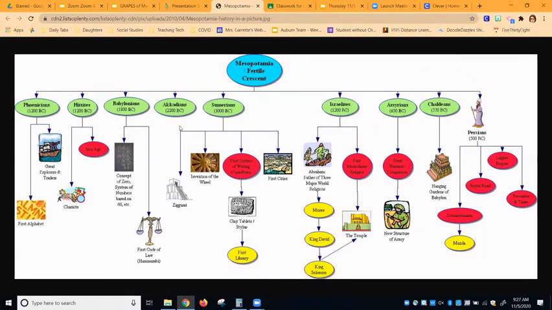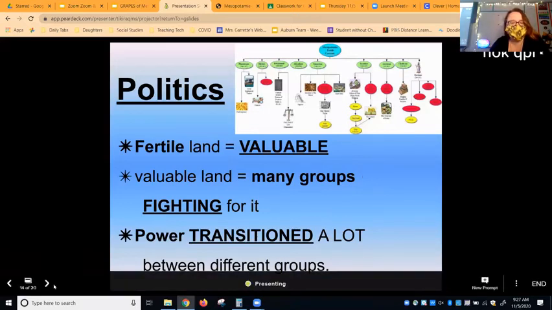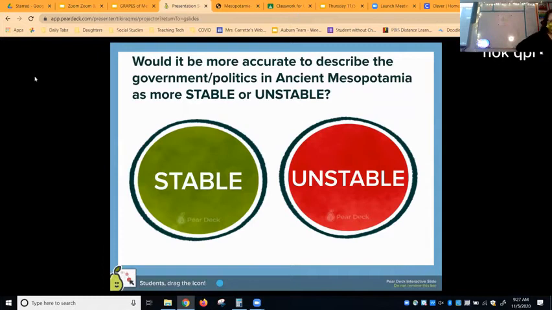Mute yourself. All right, so with that in mind, I'm going to ask you a question. I want you to drag your dot to answer this question. Would it be more accurate, so which is the better description, to describe the government or politics in Mesopotamia as stable or unstable? So we have politics, kings, power that is constantly changing to different people. So would we describe that as a stable government or an unstable government?